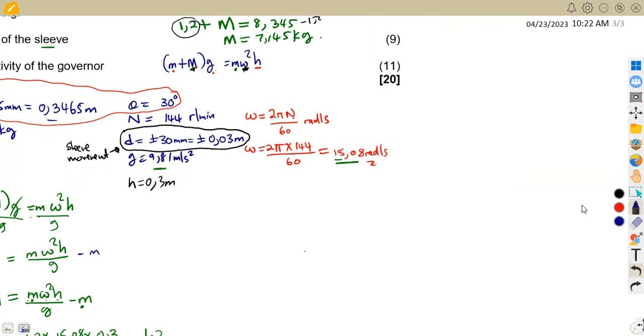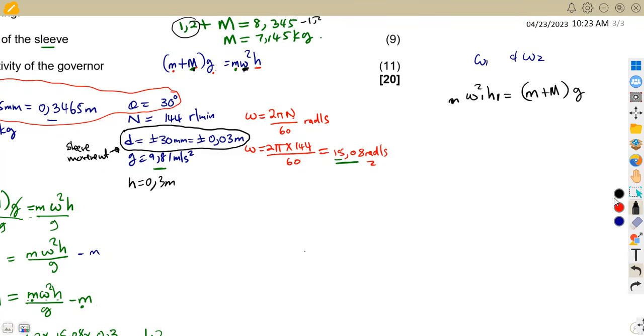Since we are to calculate the speed, because on our sensitivity there is omega 1 and omega 2, we can make omega 1 the subject from the formula. Our formula is the mass of the rotating balls times omega 1 squared H1 is equal to the mass of the rotating balls plus the mass of the sleeve times the gravitational acceleration. So we need omega 1. We can make omega 1 the subject, or you can substitute directly into the formula.